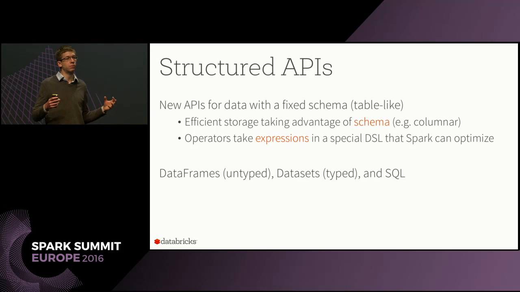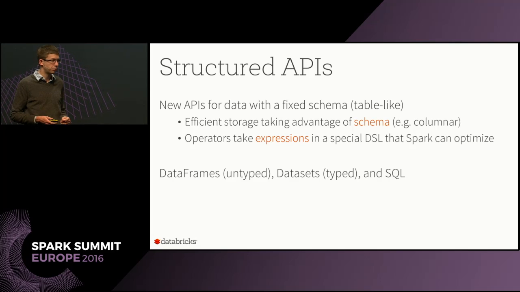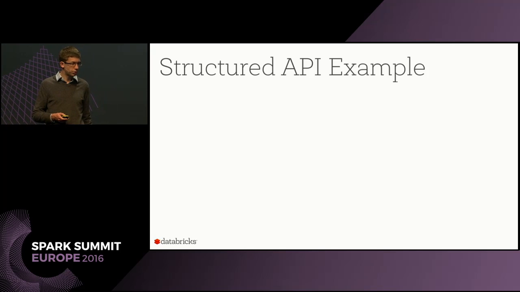And also, most of the operators you pass to these APIs take in expressions in a DSL, or domain-specific language, that describes what you're doing with the data in a way that the engine can understand more easily than being given a Java function. So that allows more optimization. And there are 3 of these APIs. They all run over the same code base underneath. These are DataFrames, which are untyped, Datasets, which are a typed interface on top of them, and of course SQL.